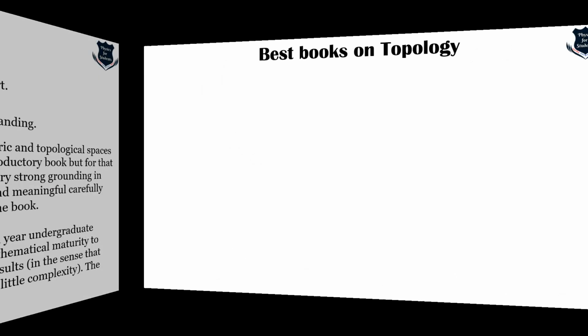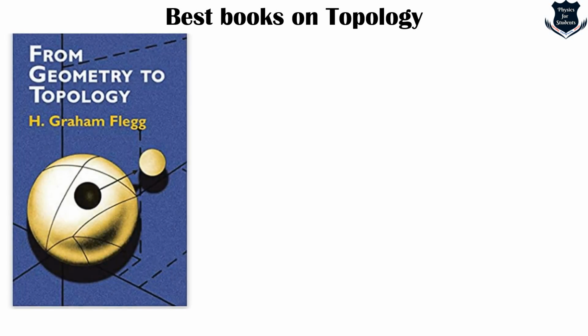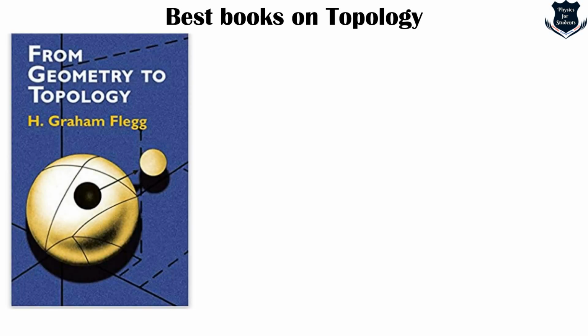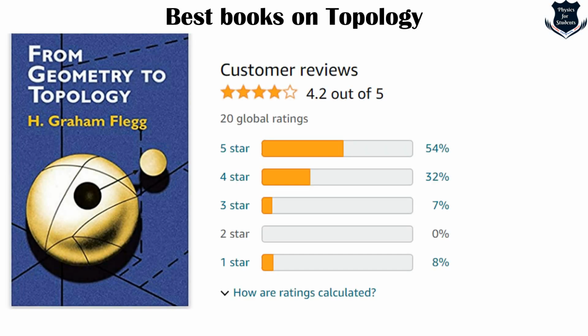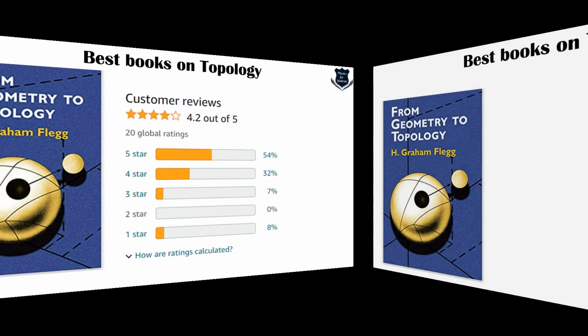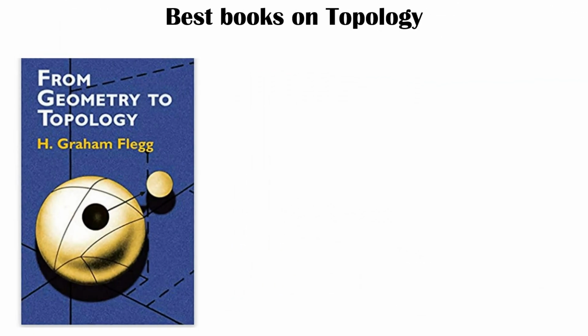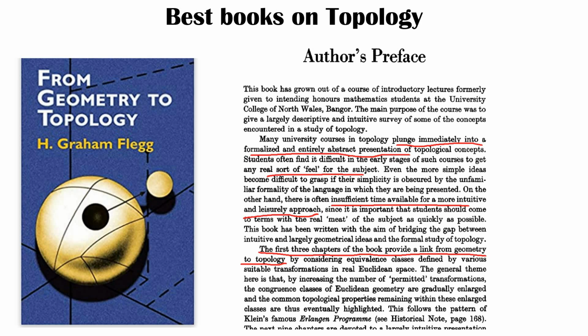Okay, my next book would be this one, the great book From Geometry to Topology by H. Graham Flegg, and the rating is 54%, again quite underrated. It should go above 80%. Now, before I go into the content of the book, I would like to show you a very important part, that is the author's preface.